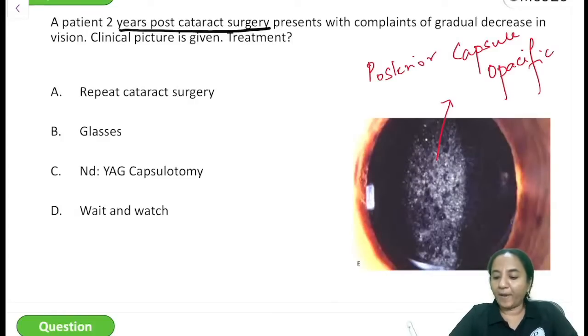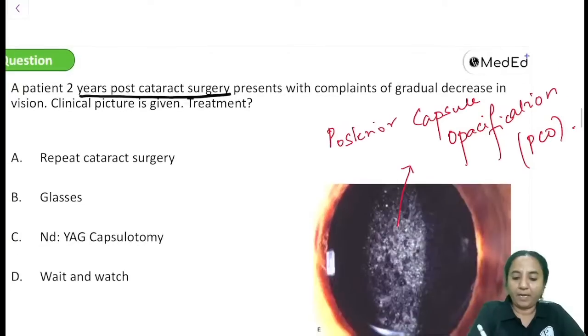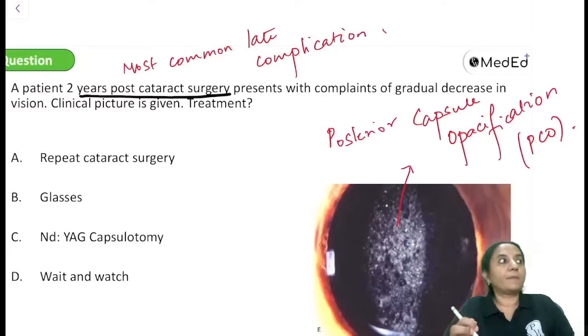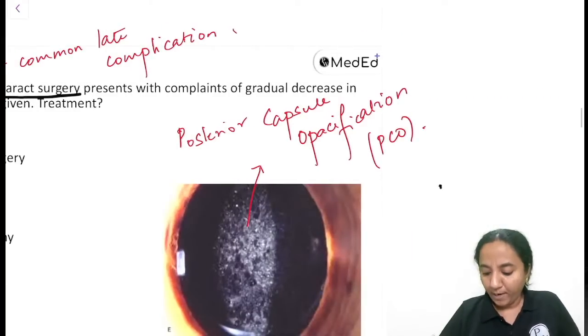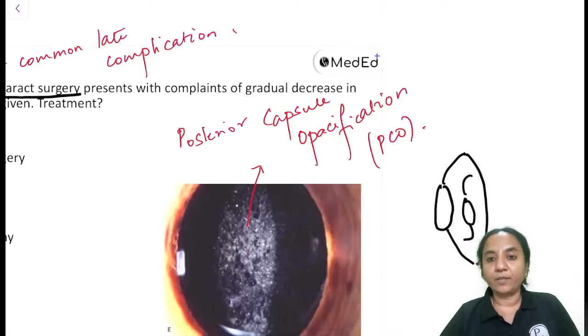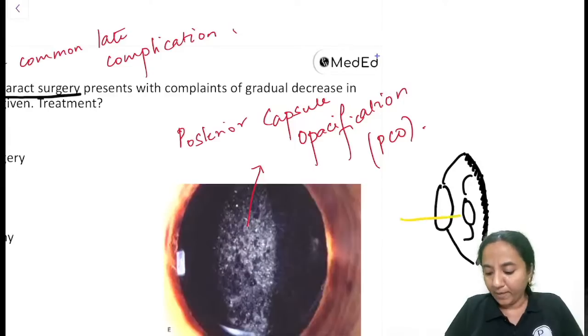Posterior capsule opacification is the most common late complication of cataract surgery, where sometimes months or sometimes years after cataract surgery, the patient presents with this kind of an opacity. Where is this opacity? Actually, it's in the posterior capsule. Meaning, inside this capsular bag is my intraocular lens. I have done the cataract surgery, I have put the IOL in the capsular bag, but behind this IOL, the posterior capsule has become opaque. So as a result, the light is once again getting blocked.